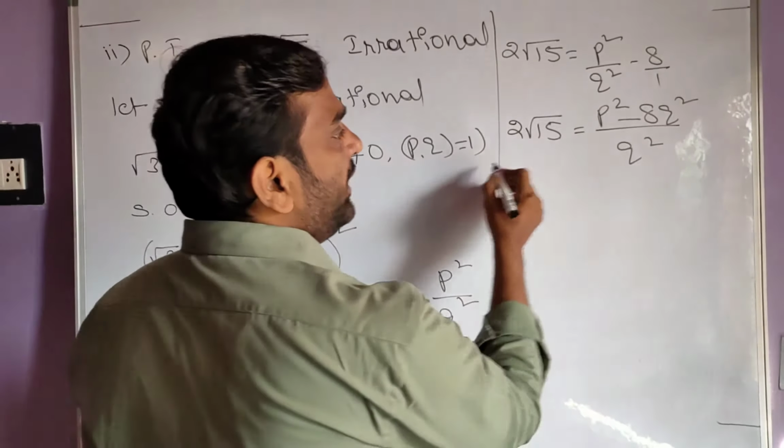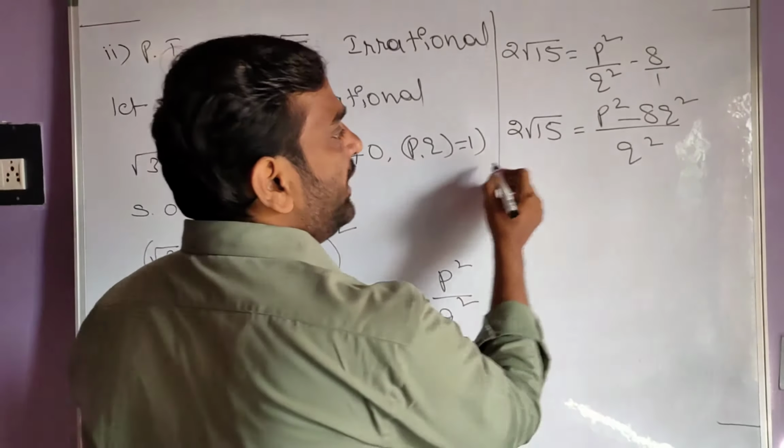Okay, these two statements are contradictory to each other. We got root 15 equal to rational, but root 15 is irrational. So our assumption is wrong. What is our assumption? Root 3 plus root 5 is a rational number. That is wrong. Therefore, root 3 plus root 5 is irrational. Okay, now that's it.